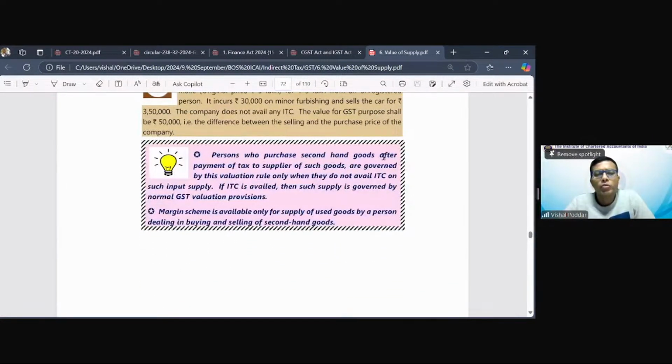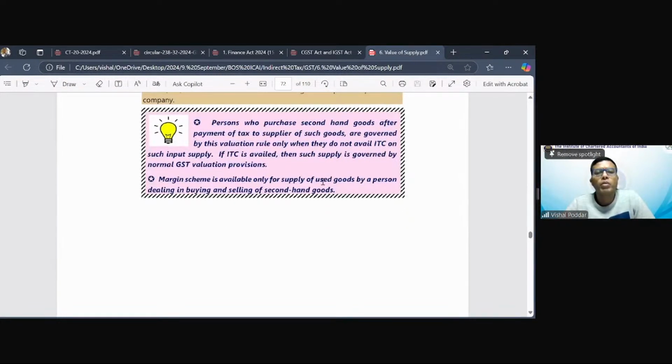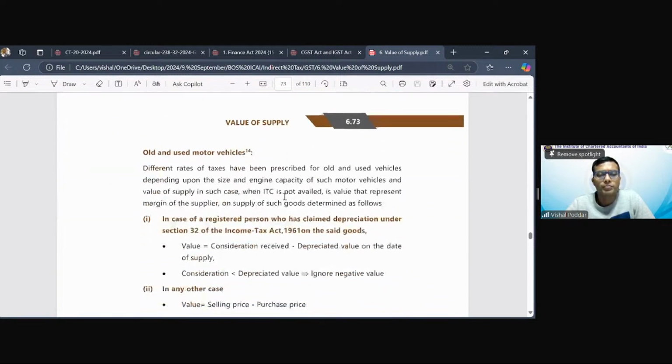Persons who purchase second-hand goods after payment of tax to the supplier of such goods are governed by this valuation rule only when they do not avail ITC. If ITC is availed, then such supply is governed by normal provisions. Margin scheme is available only for supply of used goods by a person dealing in the buying and selling of second-hand goods. So it is only applicable to dealers, not to other persons.